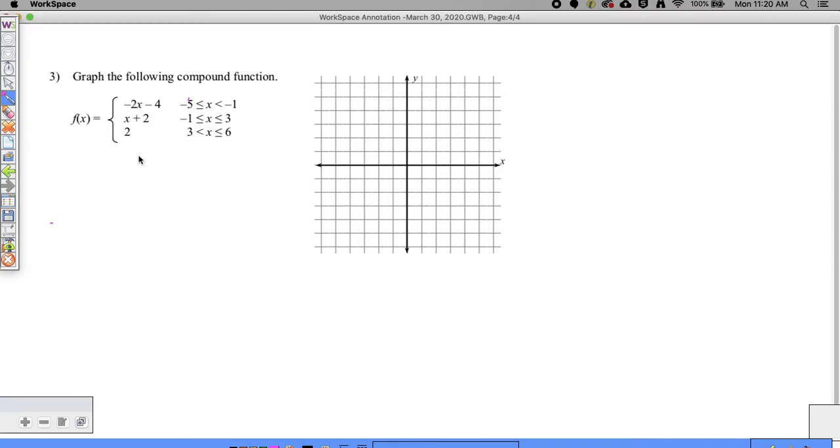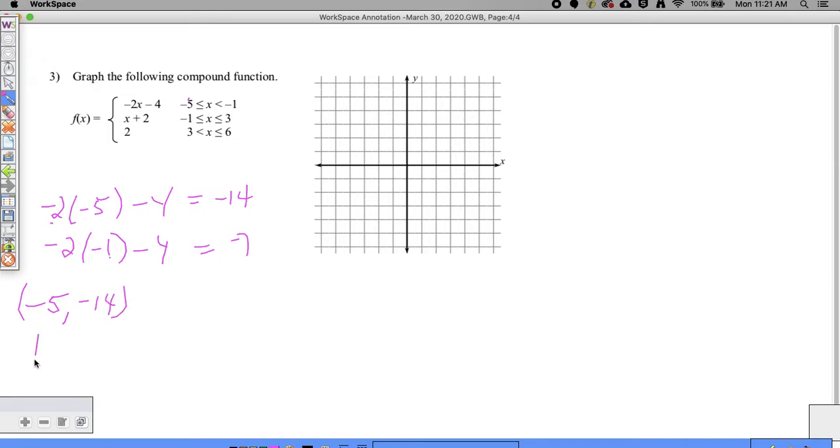So what I'm going to do here is -2 times -5 minus 4, and then -2 times -1 minus 4. This one is going to give me, what is that, -10? That's -14, right? So that's -14, and this is -3, so this is -7. So that means I have the ordered pair (-5, -14), and I have the ordered pair (-1, -7). So those are my ordered pairs.